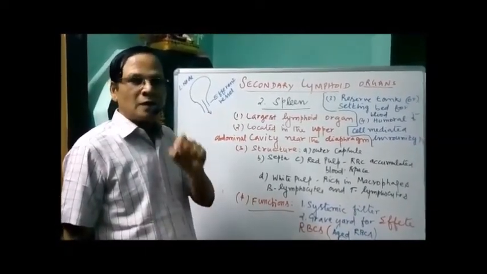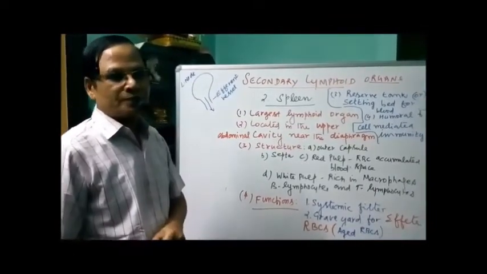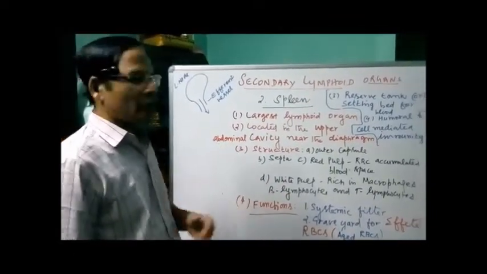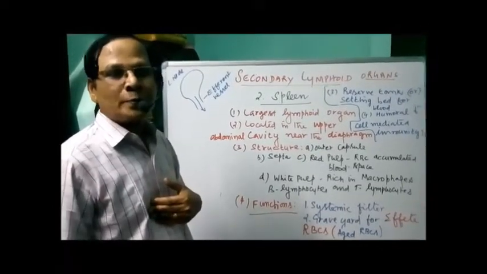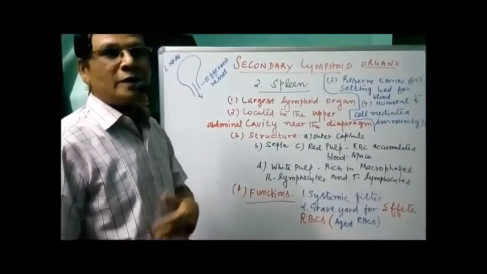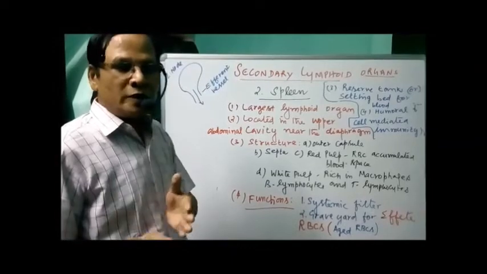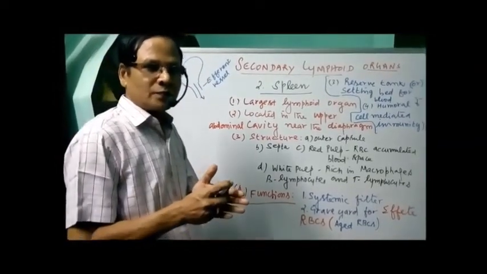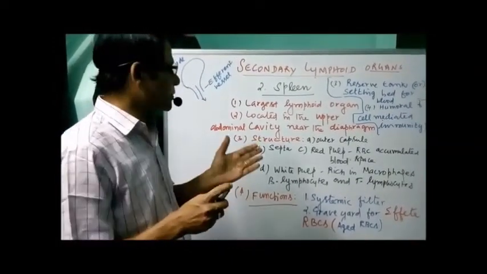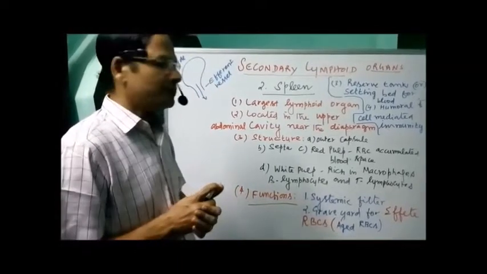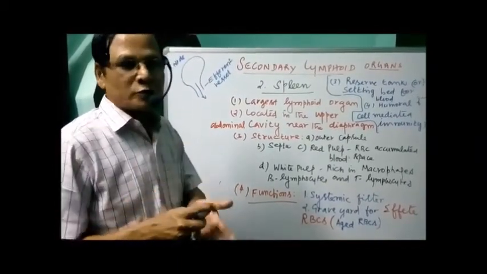The spleen is the largest lymphoid organ in the body. In terms of location, it is present in the upper part of the abdominal cavity near the diaphragm. Though it is associated with the digestive system, there is no connection between the spleen and the digestive system. It is considered a storehouse of blood.